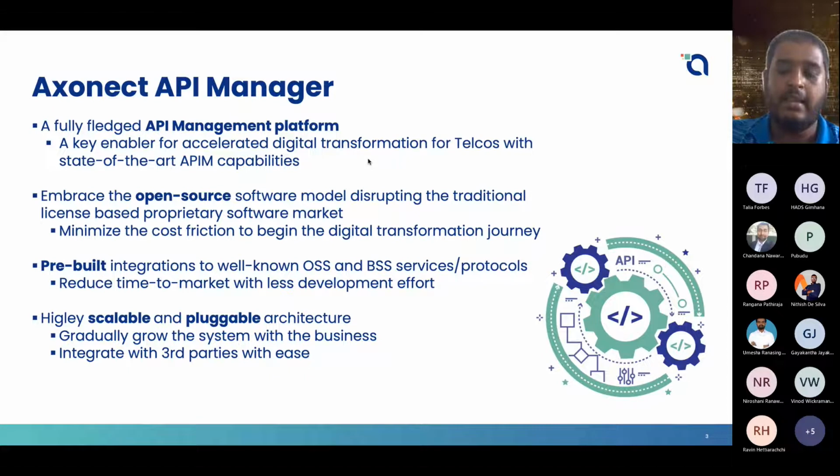The moment you move from a small scale system of 2-3 servers to a multi-node system with several dozens of servers, the complexity grows rapidly, exponentially, right? So this is a very brief introduction to the Axonect API management platform.